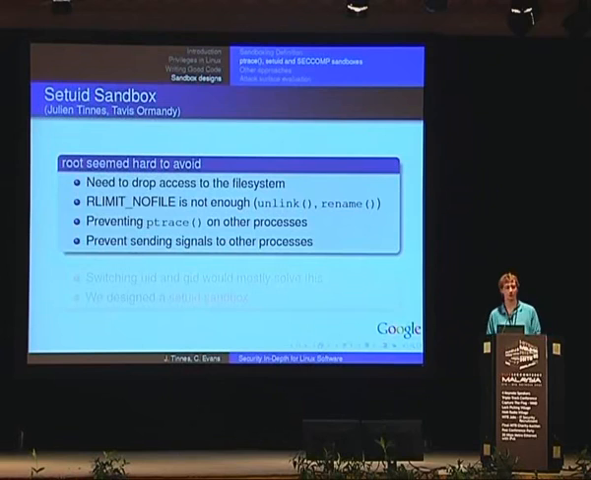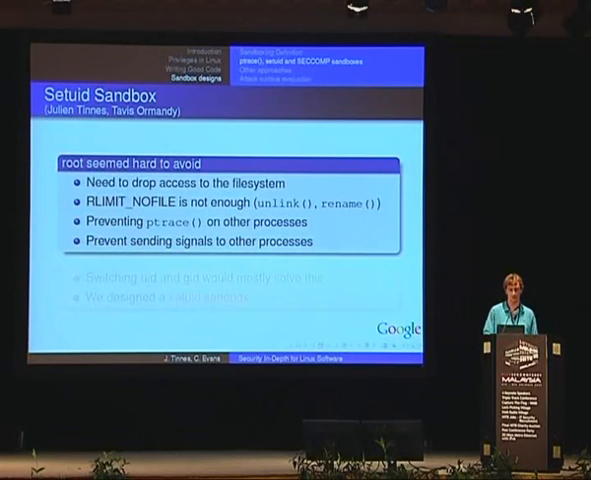I've mentioned already RLIMIT_NOFILE, which would prevent you from opening new files. But this one is already very limited because you can still delete files, you can still rename files. You also need to prevent ptrace on other processes. Otherwise, it would be trivial to escape your sandbox. If you just use RLIMIT_NOFILE, you can just ptrace another process and escape that, right? So we also need to prevent sending signals to other processes.